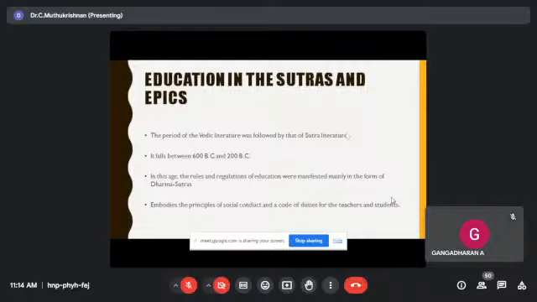We must know about the Sutra literature and the Dharma Sutras. It falls between 600 BC and 200 BC. In this age, the rules and regulations of education were manifested mainly in the form of the Dharma Sutras. It embodies the principles of social contact and code of duties for the teachers as well as the students. This is a very important point, so you have to note it. If they ask any questions, they may be asked from this part only.